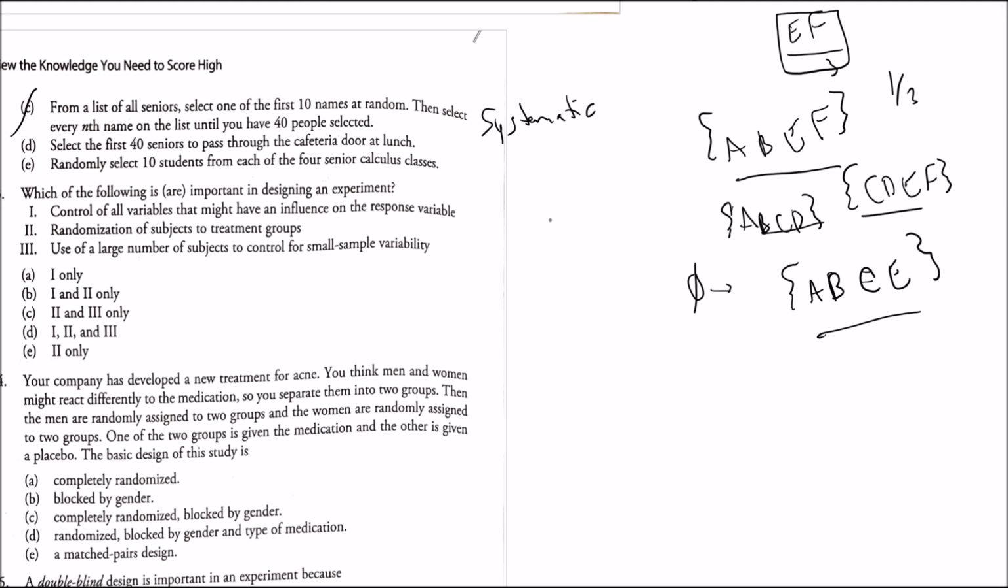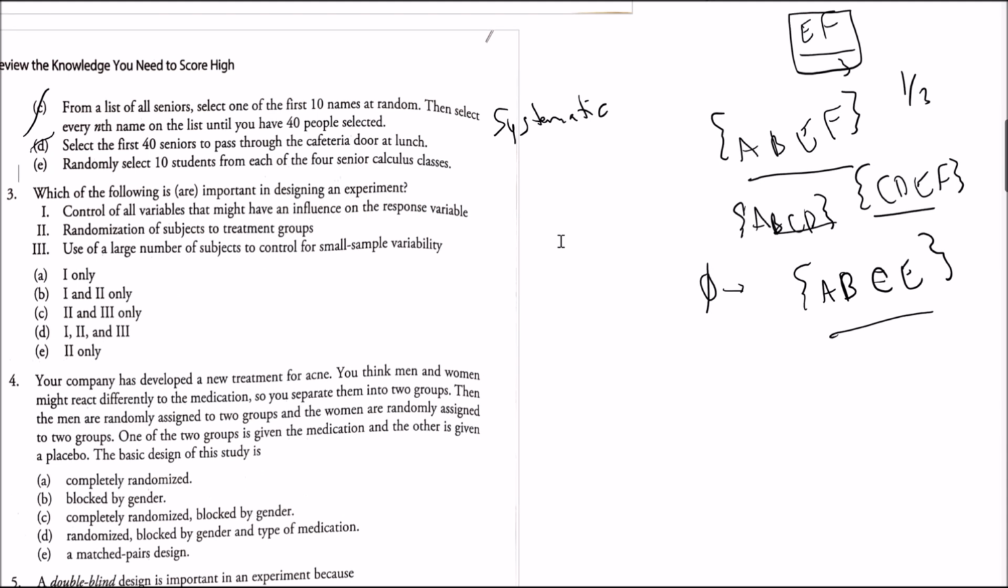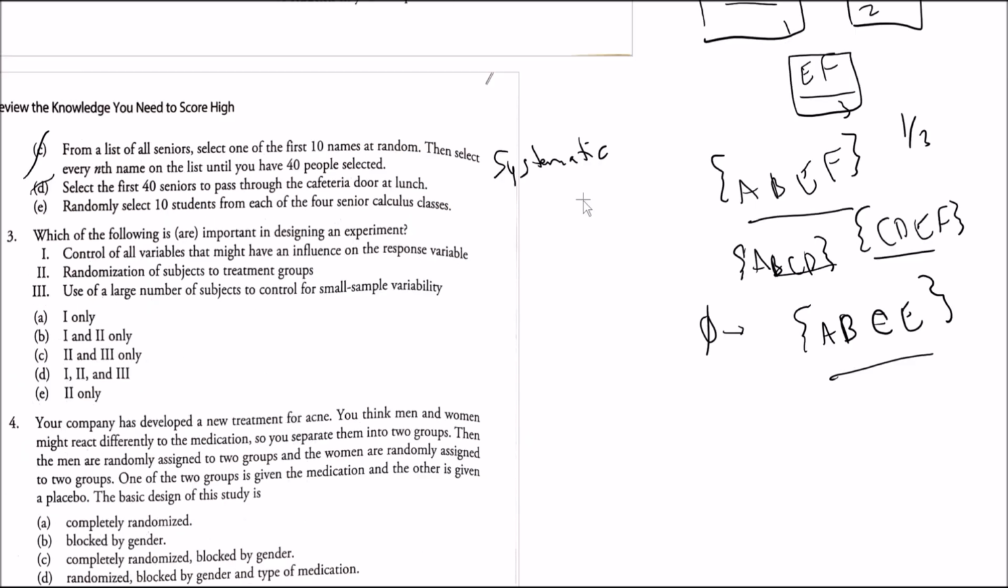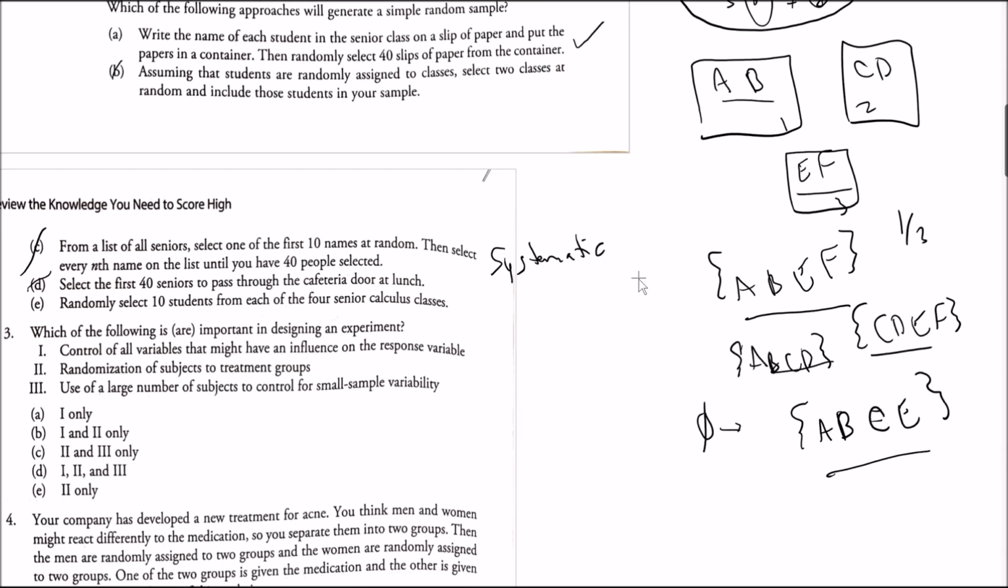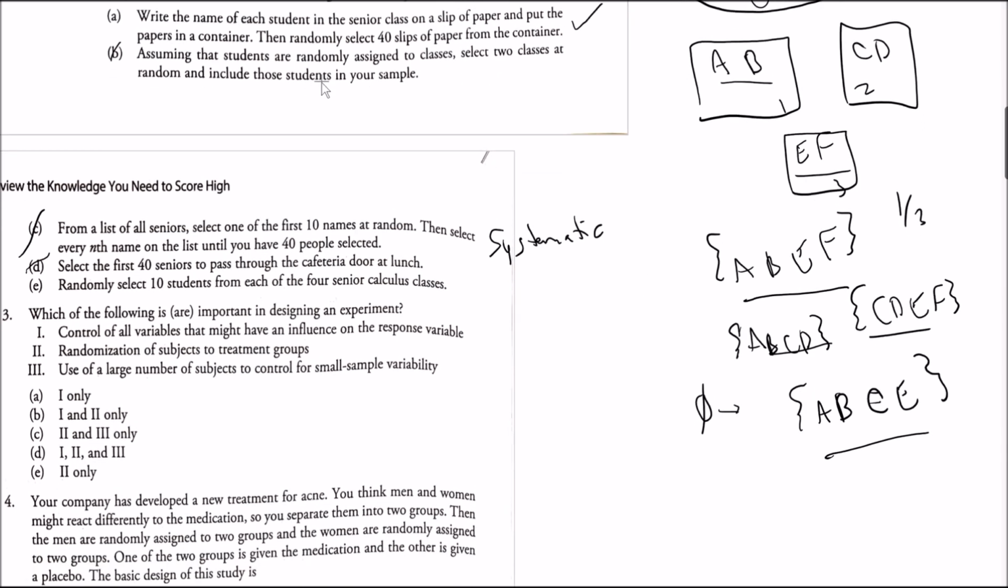That's convenience sampling, right? And then E randomly selects 10 students from each of the 4 senior calculus classes. All right, so randomly select 10 students. That kind of sounds similar to part B, right? Where you select 2 classes at random, include those students. But for part B, this is a cluster sample. So let me write this. This is cluster sampling. You select 2 classes and then include those students.